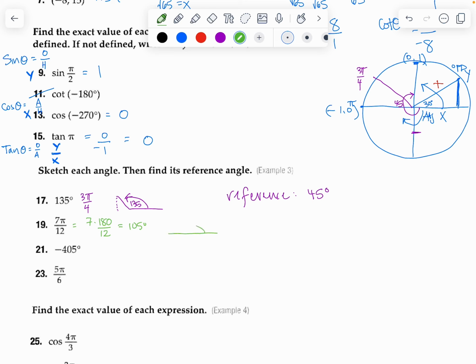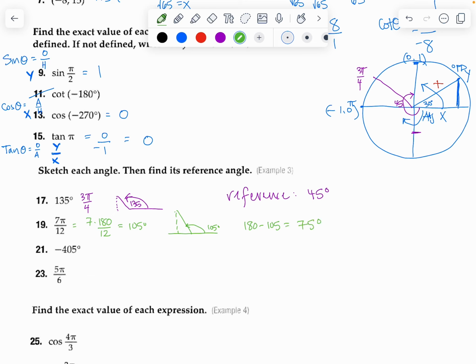A 105-degree rotation is just a little bit past 90, right? So this would be 105 degrees. Now, to figure out what the reference angle is, I take 180 minus 105, and I get a reference angle of 75 degrees.